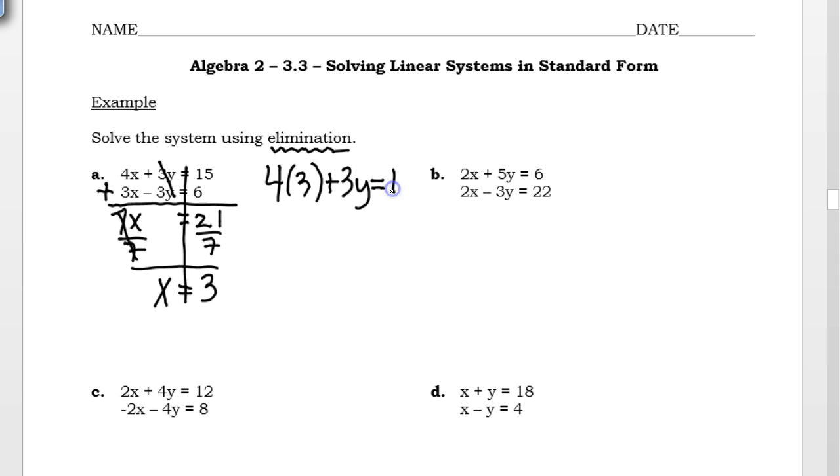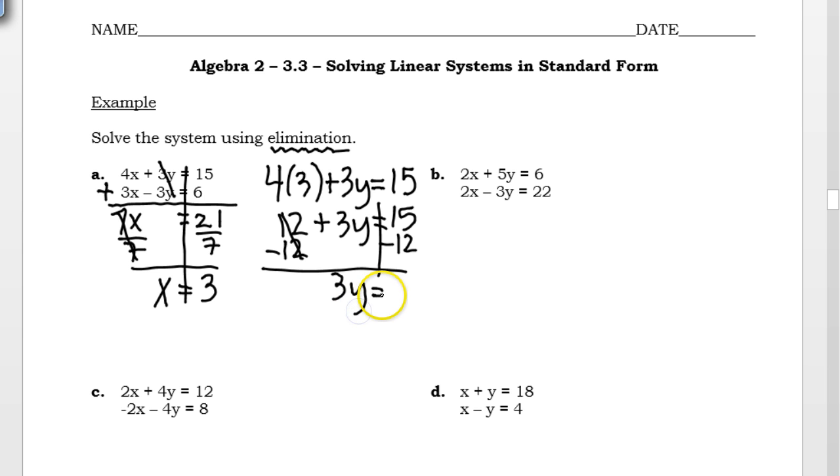Now I can sub it into the top, I can sub it into the bottom. I don't really want to do both because it is a lot of work. You obviously can, but we're going to just go with the top one. I know 4 times 3 is 12. And I'm going to have to solve this again. I'm going to subtract 12 from each side of the equation. And then I can divide both sides by 3. And y is positive 1.